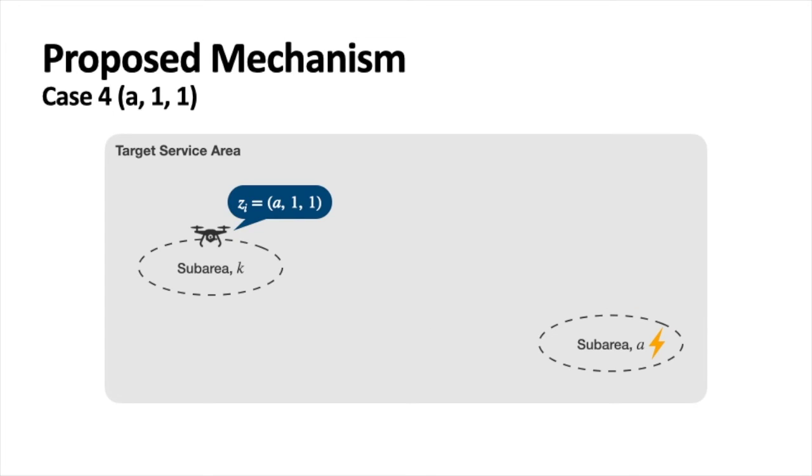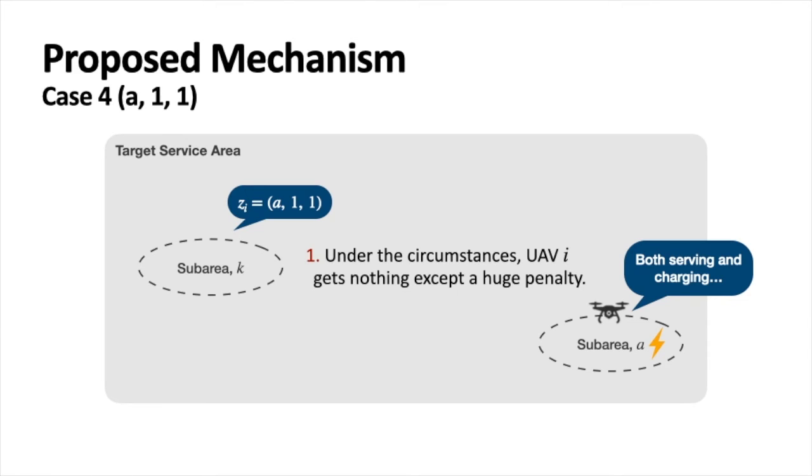Now we come to the last case. As addressed previously, a UAV charging and serving at the same time violates our constraints, so nothing but a huge penalty is given under the circumstances. To sum up, the 4 cases altogether make the final utility function of every UAV.